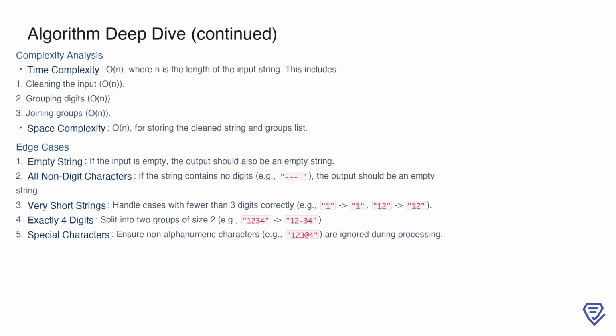Additionally, we should account for edge cases to ensure the algorithm is robust. For an empty string, the output should also be empty. If the input contains no digits, the output should still be empty. For very short strings, like 1 or 12, the algorithm should handle them correctly, outputting 1 or 12, respectively. Special care is required for strings with exactly 4 digits, which must be formatted as 2 groups of size 2, such as 12-34. Finally, the algorithm must ignore special characters like @ during processing.